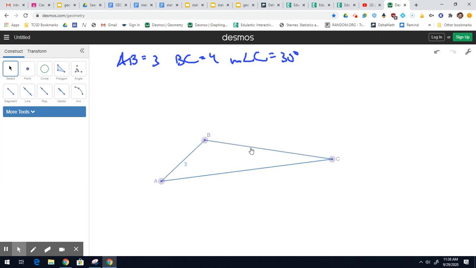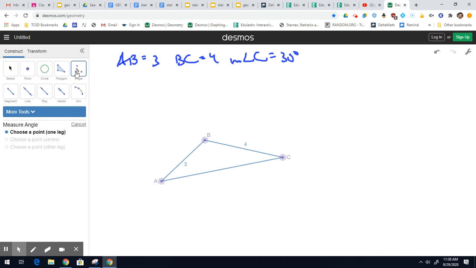There. Let's label BC's length. Okay, it's got to be 6.46. I'm not going to move A or B. I'm going to move C to make this 4. Boom, good. And now I need angle C to be 30.